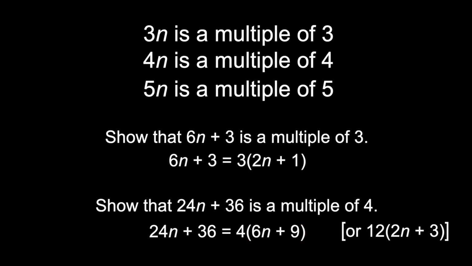But that's not what we're trying to do here. In this case, we just want to show that the expression is a multiple of 4. So all we need to do is end up with 4 multiplied by something. But of course it can be argued that 12 is a multiple of 4, so writing it as 12 multiplied by something isn't incorrect. Let's look at those 2 exam questions I showed at the beginning of the video.